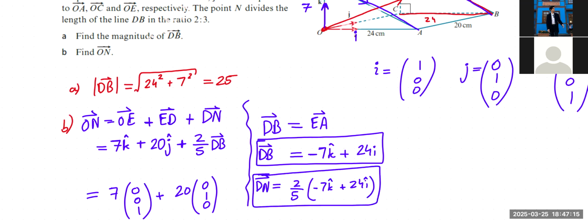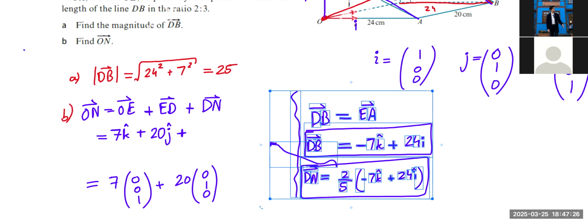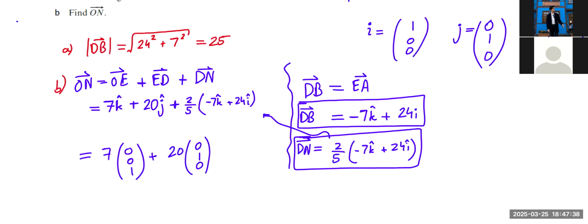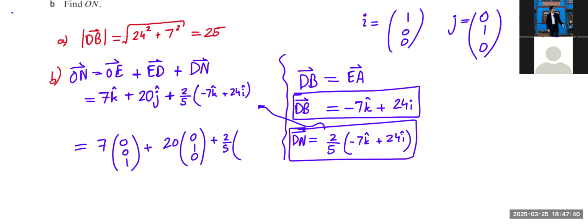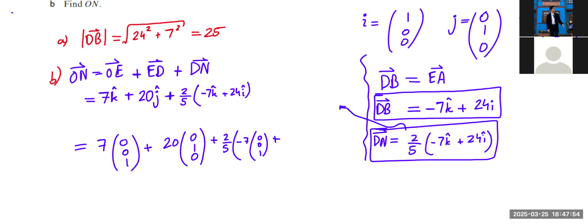So we don't need to do this. We can just directly put DN over here now. That leaves us with 2 over 5 times minus 7K plus 24I. Difficult question, right? A lot to break down. Again, you can write down the same thing here as 2 over 5 times negative 7 times 0, 0, 1. That's negative 7K. And then plus 24 times I, which is 1, 0, 0.